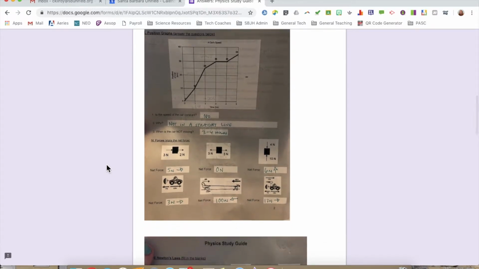A position versus time graph is the position of an object over time. Looking at this graph, the speed of the car is not constant. It was not a straight line. The car is not moving from hours 3 to 4 because it's at a horizontal spot. That means he stayed in the same position.